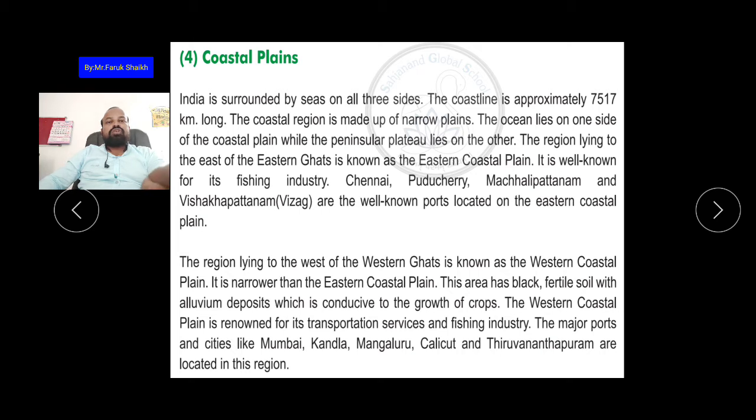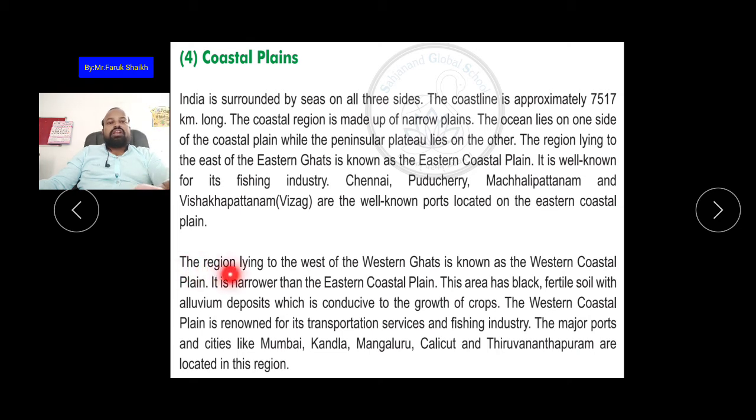It is well known for its fishing industries. Chennai, Pondicherry, Machilipatnam, and Visakhapatnam are well known ports located in the Eastern Coastal Plains. In the map I showed you, the orange faded color was called the eastern plain, and the green color was the western plain. So in the eastern plains there are fishing industries. Chennai, Pondicherry, Machilipatnam, and Visakhapatnam are well-known ports located on the eastern coastal plain.